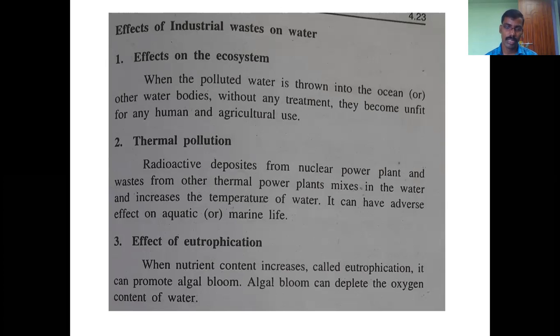Effect of eutrophication: when nutrient content increases, it is called eutrophication. It can promote algal bloom. Algal bloom can deplete the oxygen content of water.